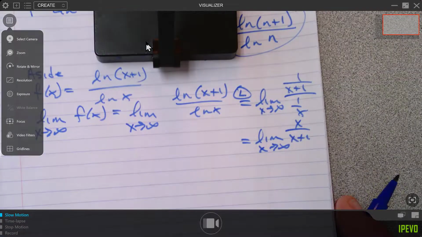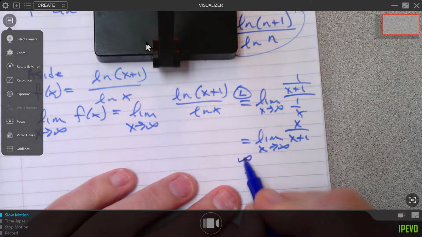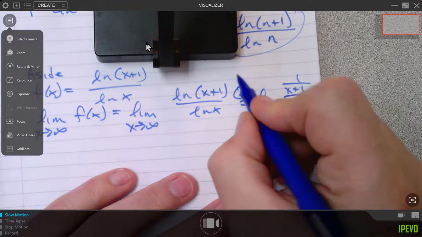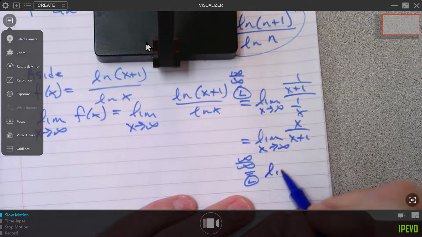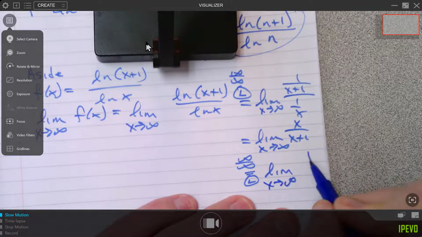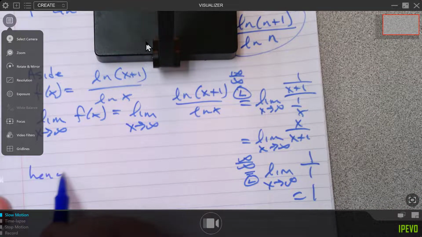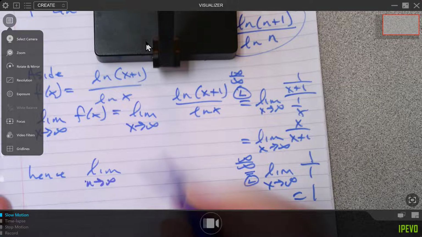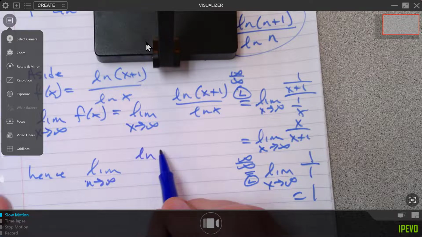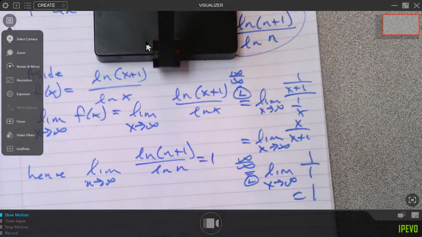And you have infinity over infinity. And again, both functions are differentiable for all positives. So this is the limit as x goes to infinity of 1 over 1, which is 1. Hence, the limit as n goes to infinity of the natural log of n plus 1 to the natural log of n is 1. Why? Their relative growth rates are identical.